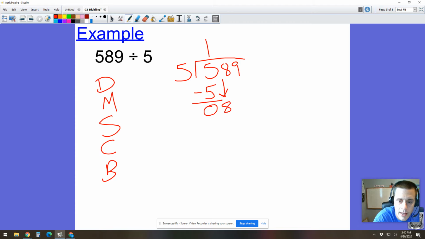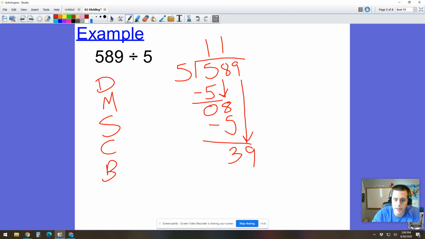So we're dropping the 8 down, and it's time to repeat that entire cycle again. Back up to D for divide. 5 goes into 8. We can fit it one time. Multiply step. 1 times 5 is 5. Ready for subtraction. 8 minus 5 is 3. Check step. 3 is less than 5. So we are permitted to bring down this 9. And we're going to repeat this process again.